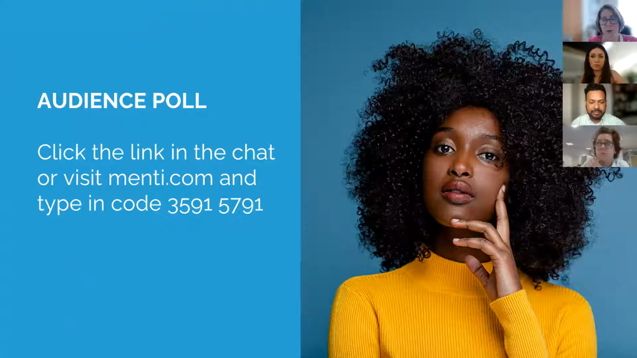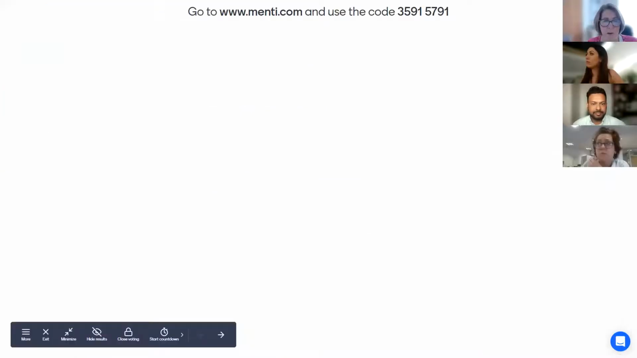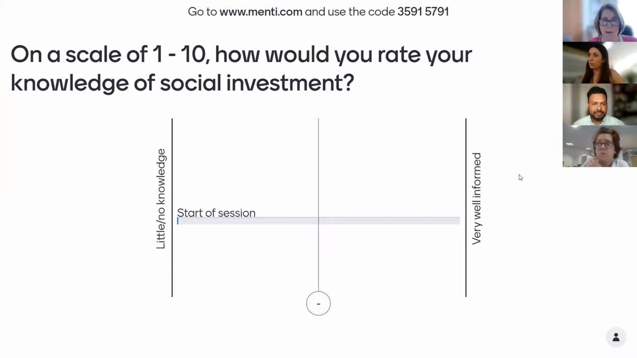The very first thing we're going to do is a little bit of a poll. Those of you that have been in events with us before know that we quite often use a tool called Menti. You can go to menti.com and type in the code, or I think Olivia posted the direct link in the chat. We'll give you all a minute or so. It helps if you've got your phone to hand or another screen if possible. So, two ways: menti.com, where you type in the code, or you can use the link. The code is 35915791.